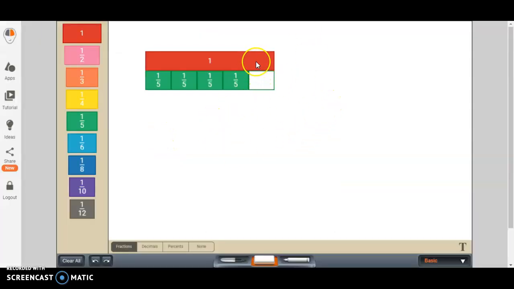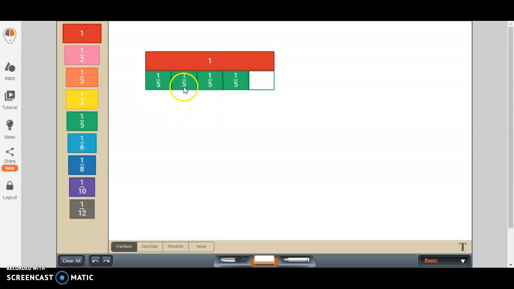Here we have a whole number. This is a whole number 1 in red. And below it, we have it broken into pieces. And if we look, we're still missing one piece. So in green, we do not have a whole. So how can we write this fraction?